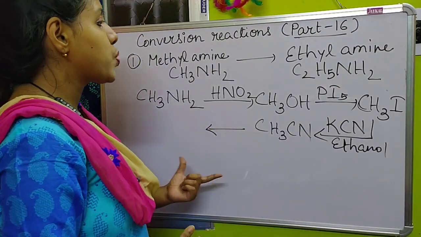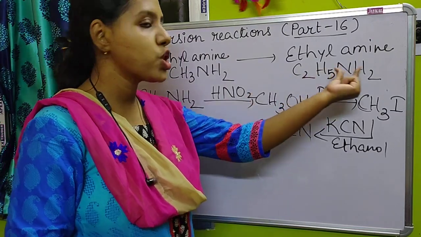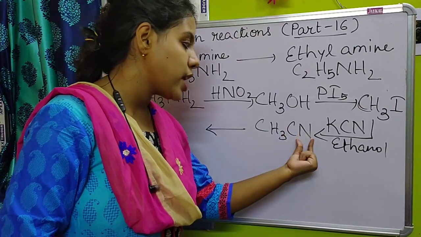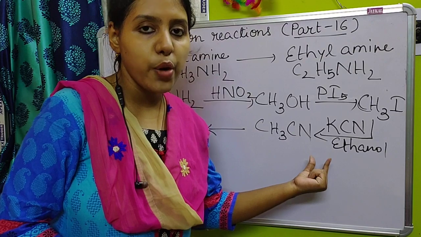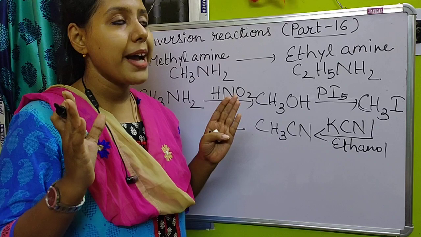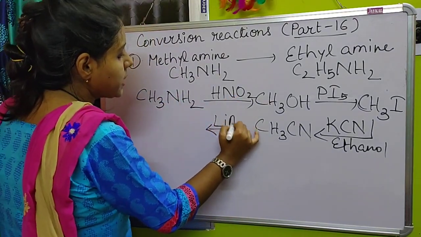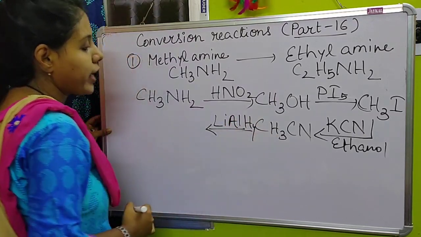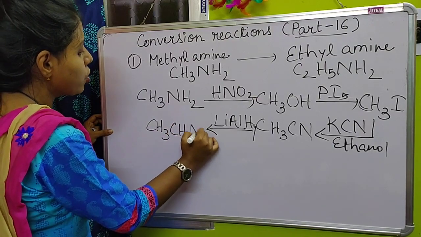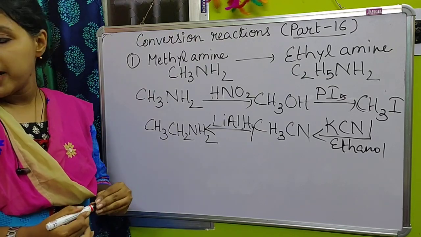After that we want to get CH3CH2NH2, which is C2H5NH2. So we have to convert this compound into CH3CH2NH2. That means addition of hydrogen is required, which we could do by hydrogenation or by a reduction reaction. So we add lithium aluminium hydride, and it will convert it into CH3CH2NH2. Clear? By this way we could step up a reaction.